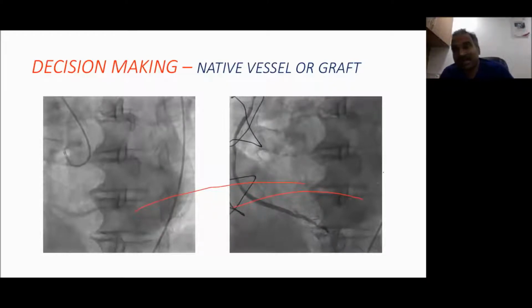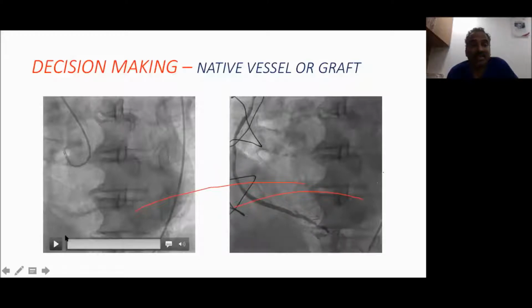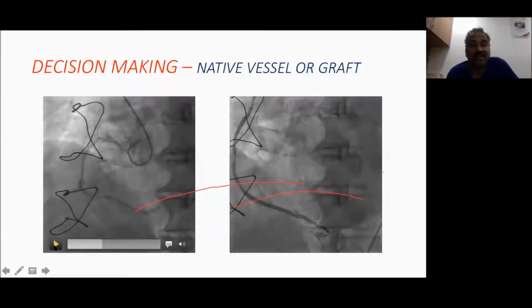In such scenarios, whenever a venous graft is beyond 10 years old, it's not wise to touch it. Especially if you see diffuse disease on angiography, it is not wise to touch the venous graft, because the chances of embolization and no-flow are very high in these kinds of venous grafts. Another difference between venous graft and native vessel stenting is that the patency rates of native vessels are better than venous grafts. So wherever your native vessel PCI is simple, it is always better to do native vessel PCI.